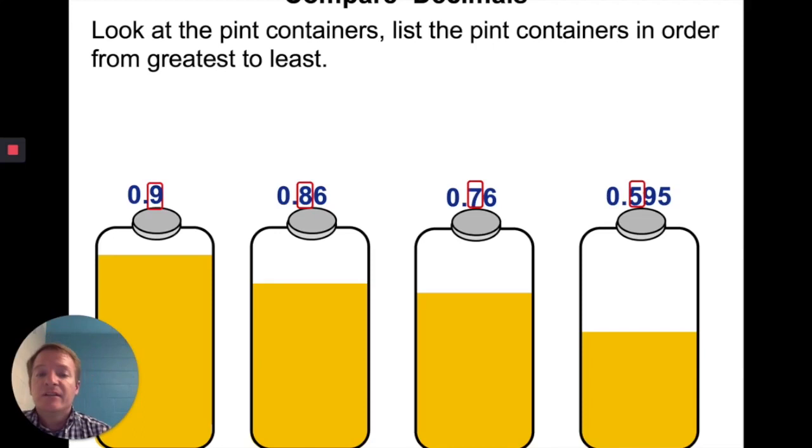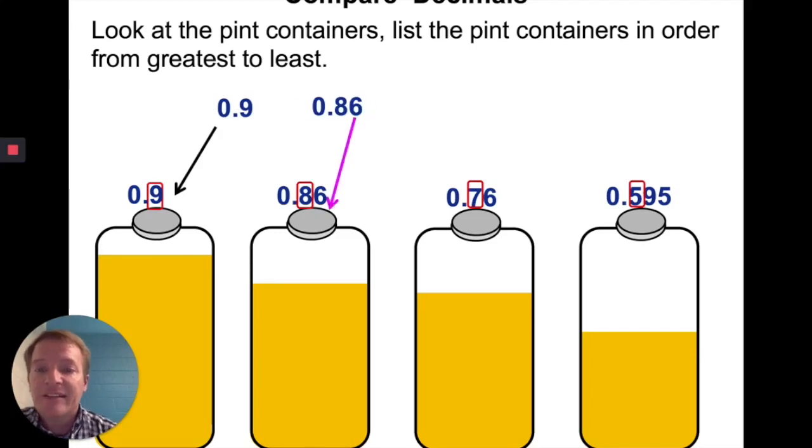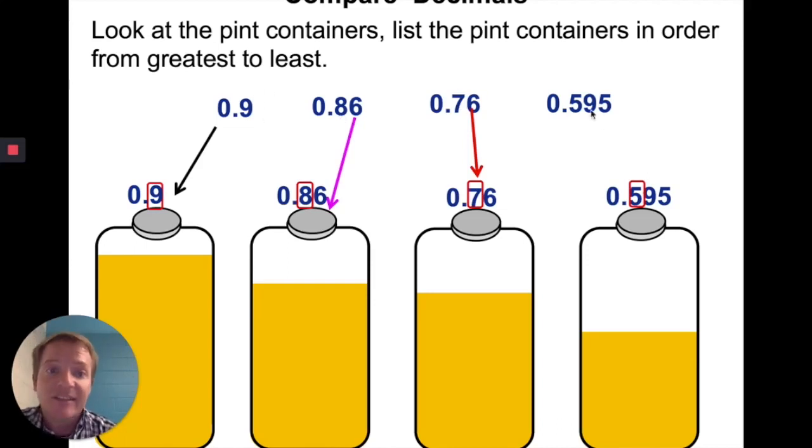Once again, we don't have to do anything. 9, 8, 7, 5. They're already in order from greatest to least. We don't have to change them, but we still had to make sure. So 0.9, 0.86, 0.76, and then 0.595. Because this would be the same thing as saying 90, 86, 76, 59.